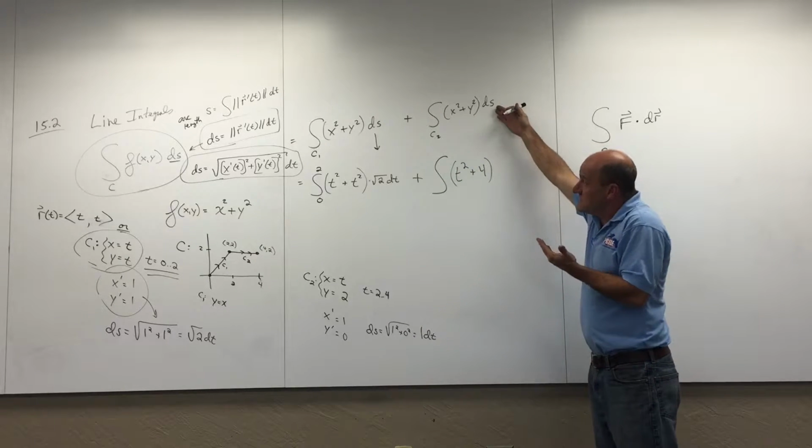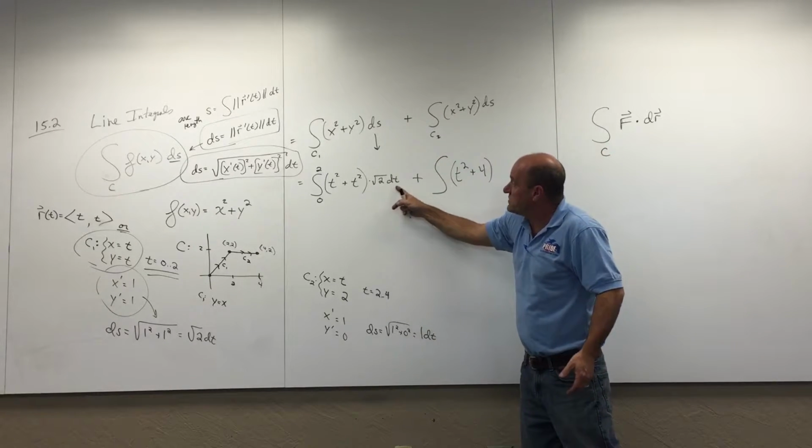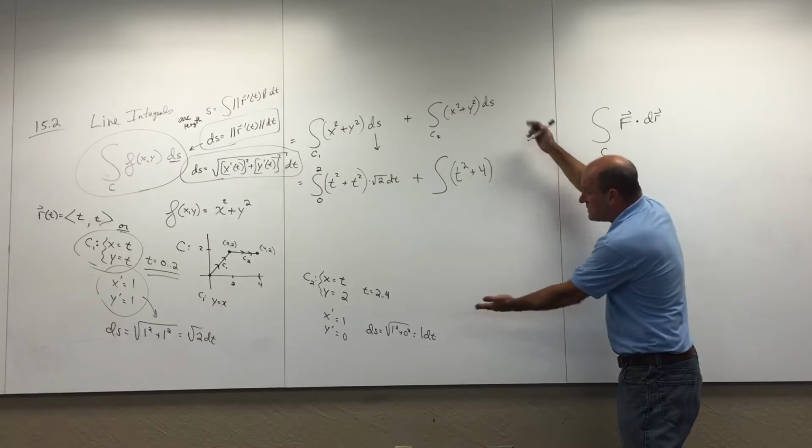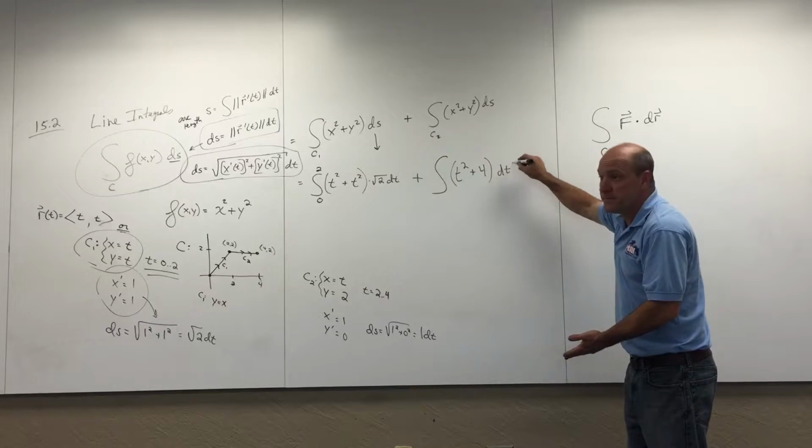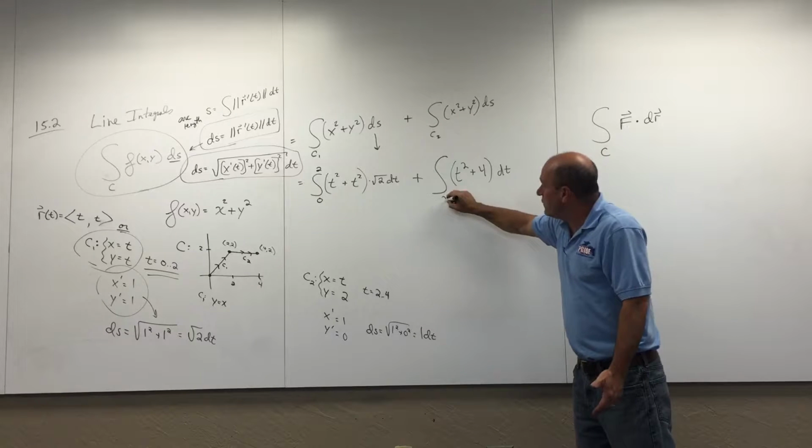This time the ds is different. Last time the ds was this. This time the ds is actually just dt. And my bounds are 2 to 4.